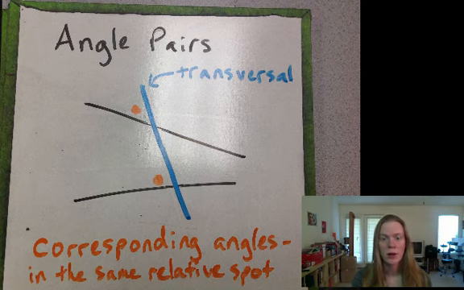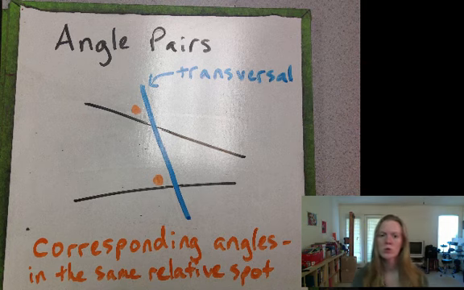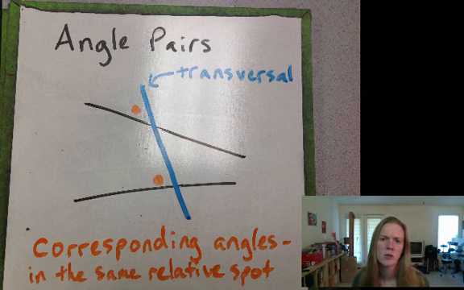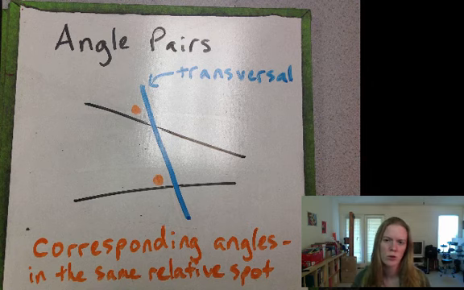Now, this is the important part. We've got pairs of angles and different pairs have different names. The first kind that we're going to talk about is corresponding angles, which means that they're in the same relative spot. So if you look at these two, they're both in the top left corner. If you see that as two pairs of vertical angles, so they are corresponding angles.